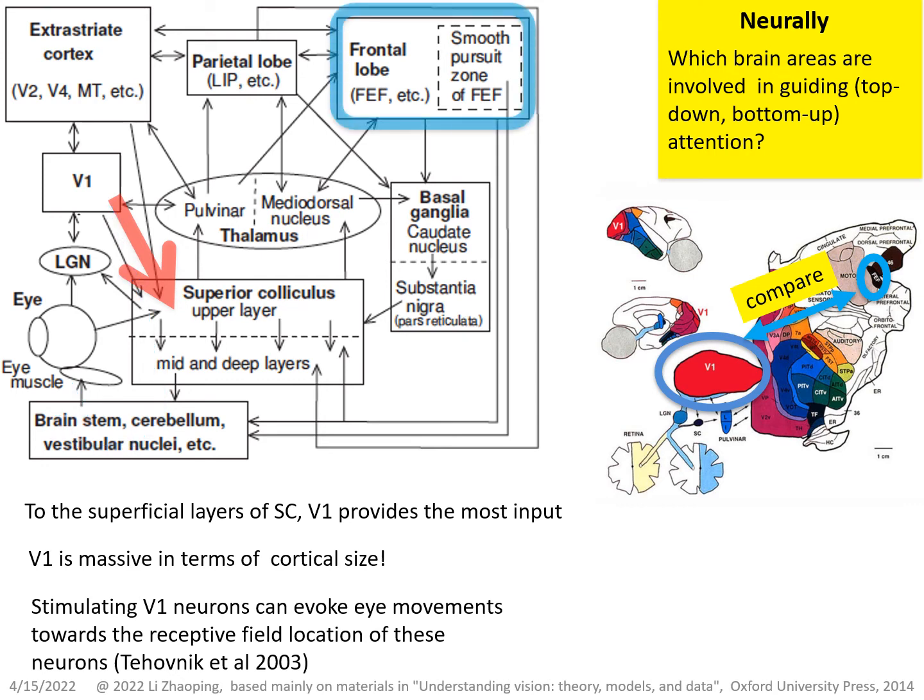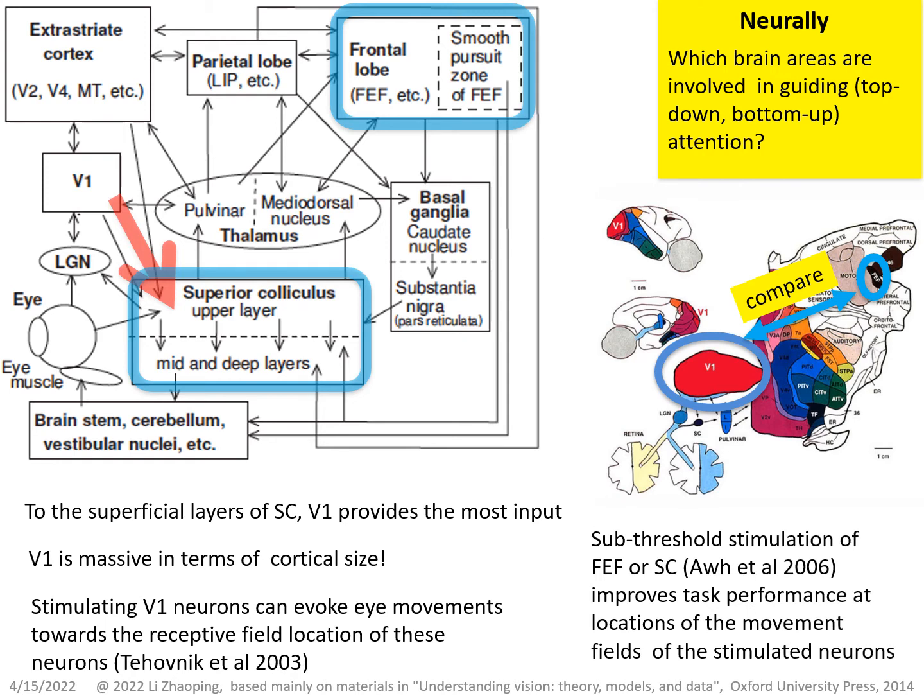Meanwhile, frontal eye field and the superior colliculus itself also affect attention. For example, if their neurons are stimulated, visual task performance is improved at the corresponding visual field locations. These locations are the movement fields of these stimulated neurons. This is so even if these neural stimulations are not strong enough to evoke eye movements, and it is as if attention is shifted covertly to the corresponding visual field locations to improve task performance.